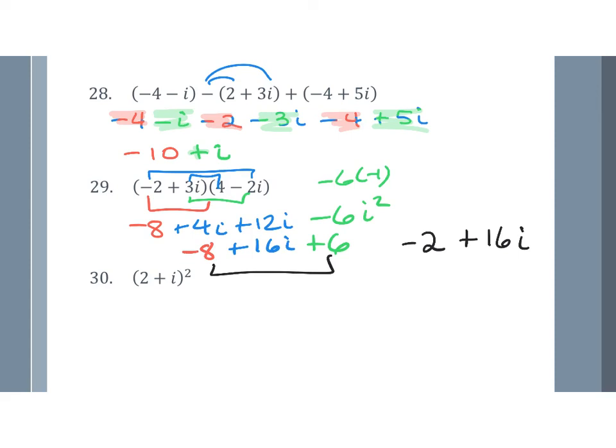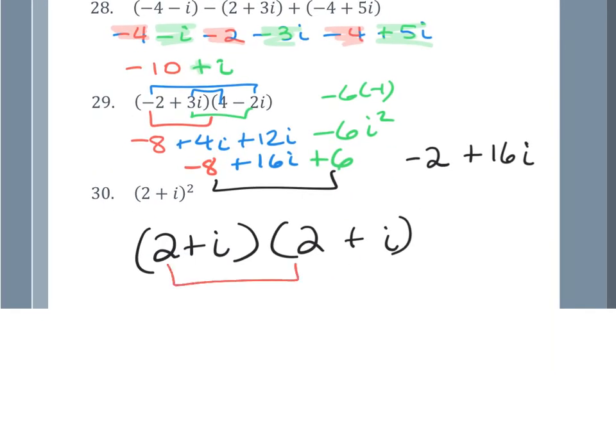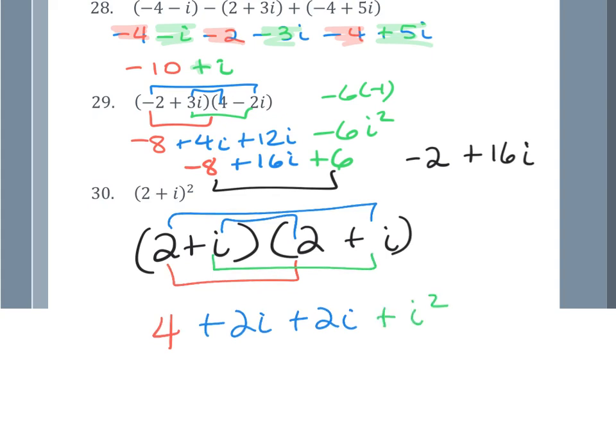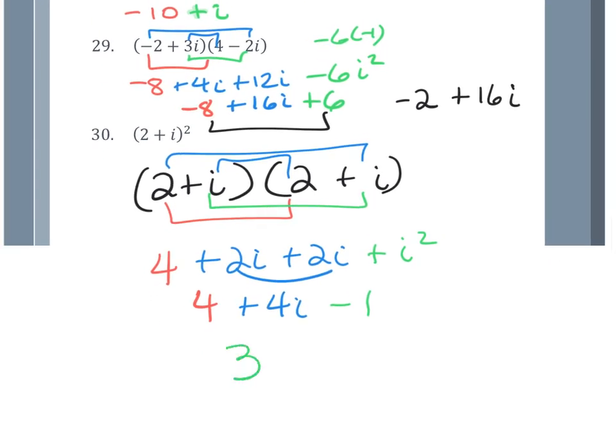Next one, write it 2 times and FOIL it. 2 plus i, 2 plus i. So here, first, outside, inside, and last. Drop down the red, add the blue. Remember, i squared turns into -1. And now 4 minus 1 is 3 plus 4i.